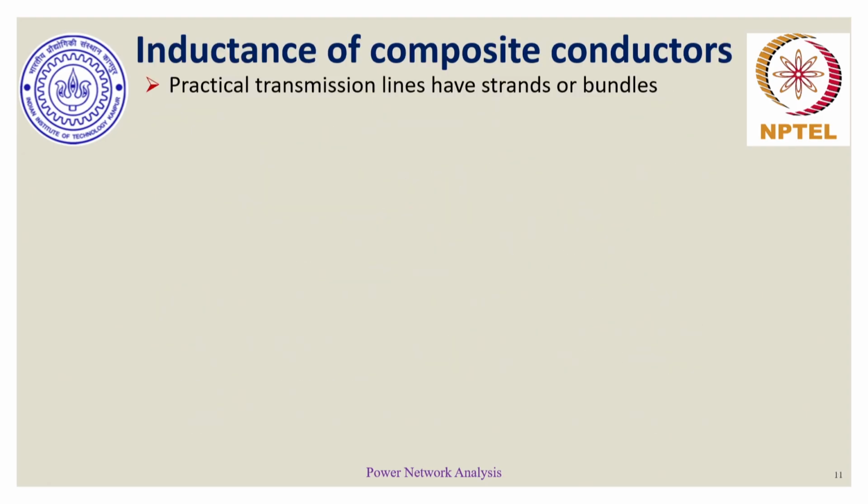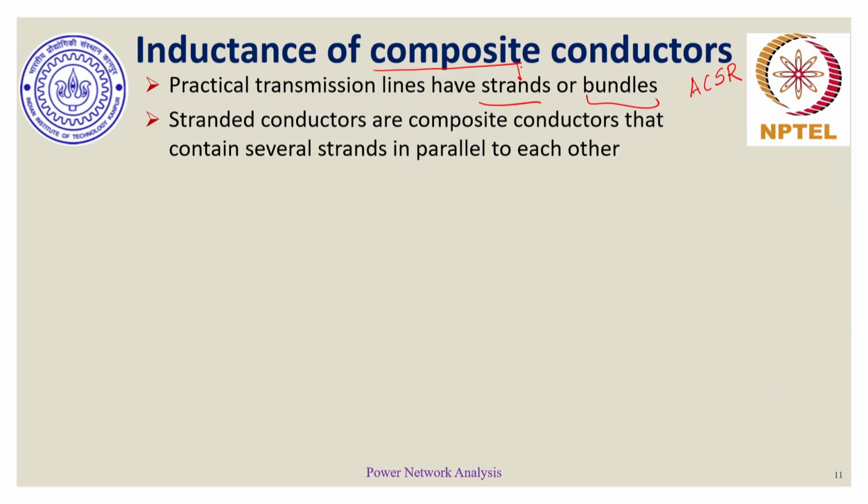Now let's go to a relatively more complicated case where we talk about composite conductors. Composite conductors are nothing but the ACSR conductors that we saw in the first lecture of this module, where practical transmission lines have multiple strands, and depending on the voltage level, they could have different bundles. The bundled part we will discuss later, not in today's discussion. We'll focus only on stranded or composite conductors.